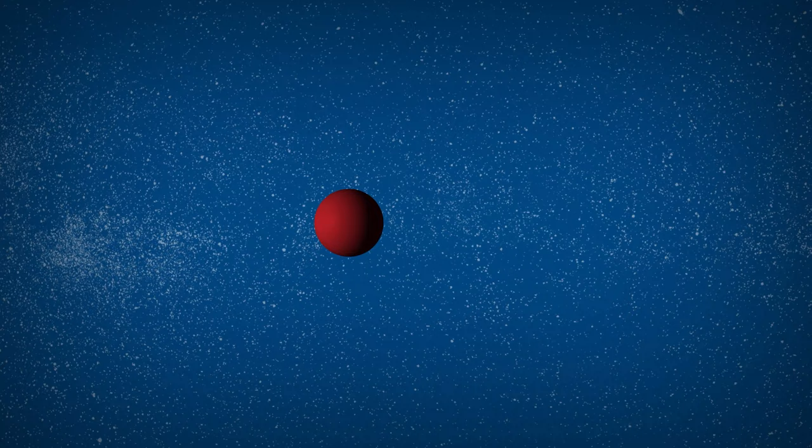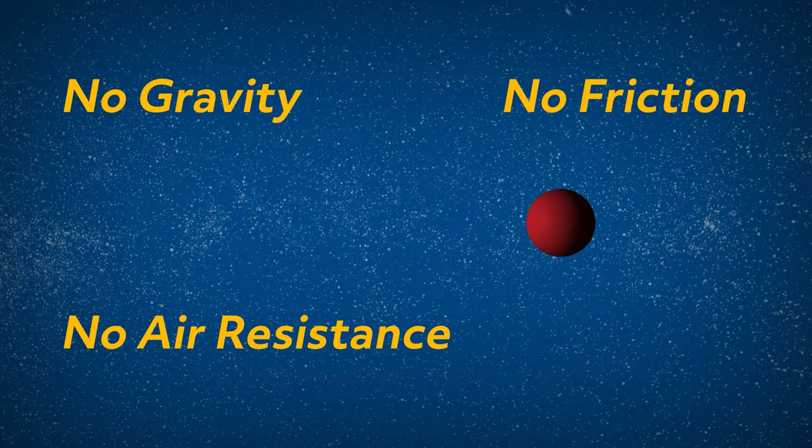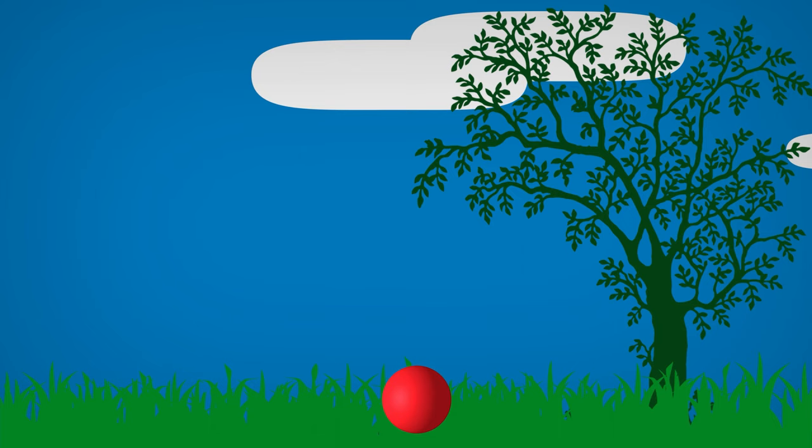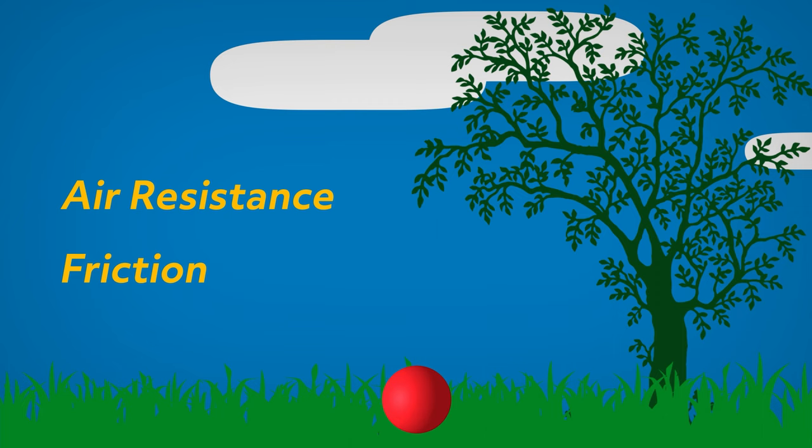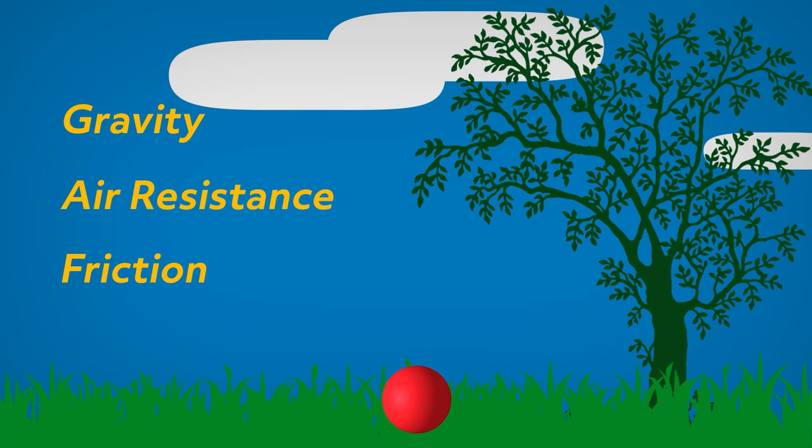If you were to throw a ball out into space, the ball would keep going and going and never stop because there's no gravity in space, no friction, and no air resistance working against the ball. If you were to roll a ball on grass, the ball would come to an eventual stop. In this setting, the ball has friction from the grass, air resistance, and gravity working against it. The ball will also stop if it hits something, like a fence or a pole.